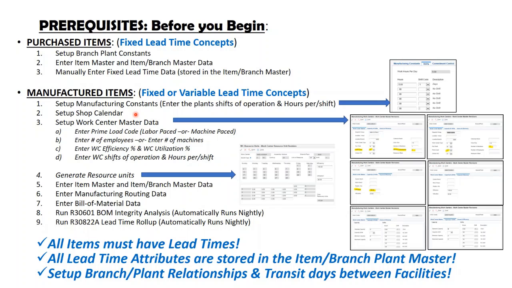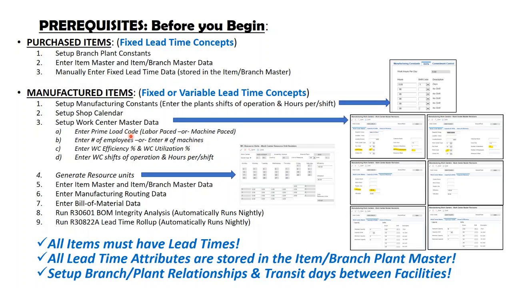Furthermore, this plant must have a shop calendar indicating the work days in which the shop operates. In our example, we do not plan to work on the weekends. Therefore, the shop calendar has Saturdays and Sundays as non-work days. Now, that doesn't mean we can't run overtime if we fall behind in our schedules, but from a planning perspective, we're going to plan to shop days for manufactured items.